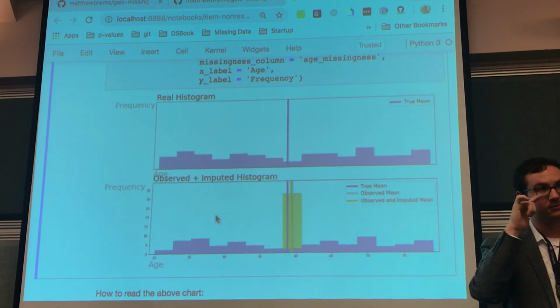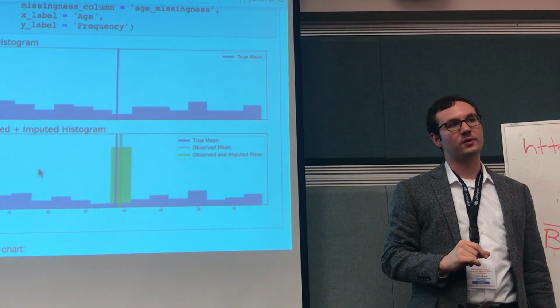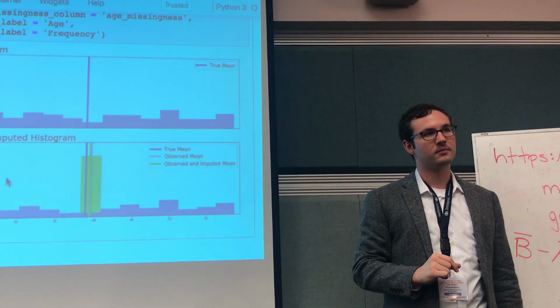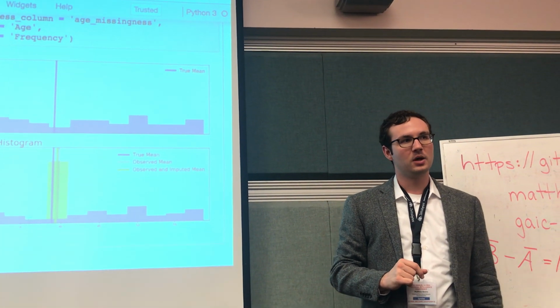Yes? But if you bin it in like 5-year intervals, will you see much difference? What do you mean if we bin it in 5-year intervals? You show the histogram of age binned by 5-year intervals to see the shape of the distribution, which might or might not.